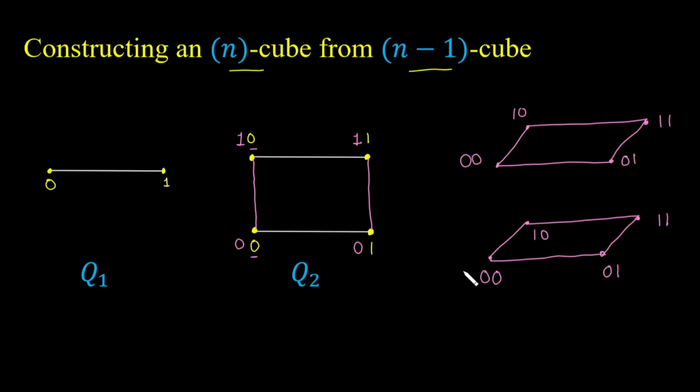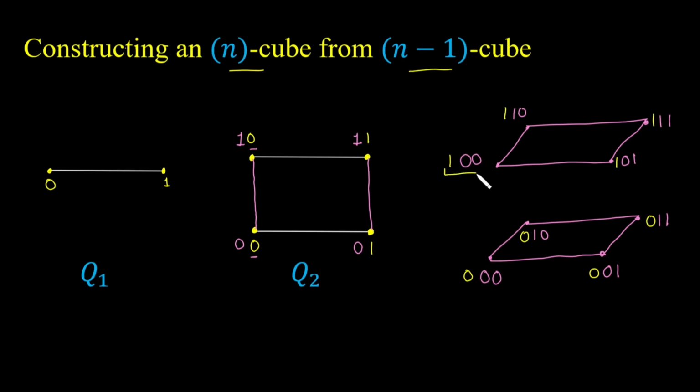Repeat the same procedure, adding 0 in the beginning of each label in the bottom face and 1 in the beginning of each label on the top face. Now for the connectivity, look at the vertices. If two vertices have the same digits except for the first one, then connect them.